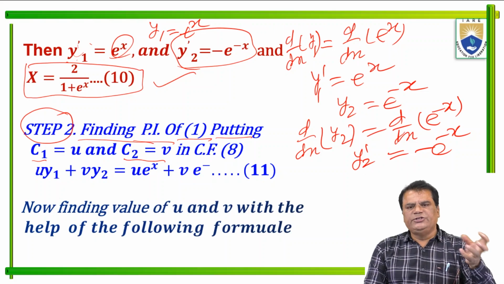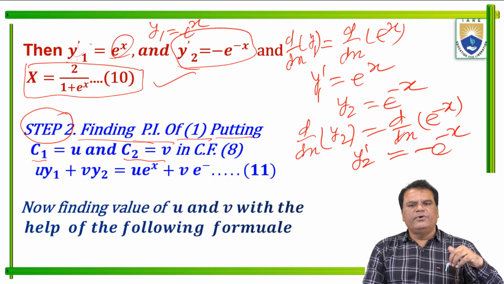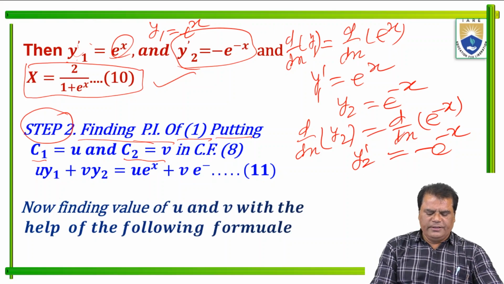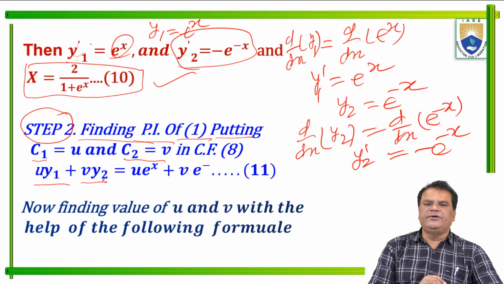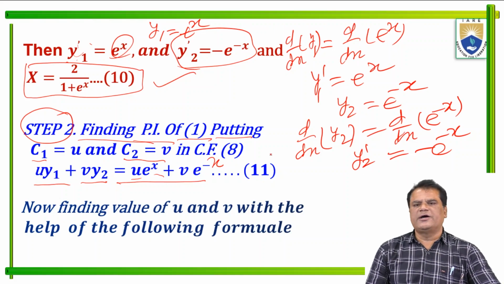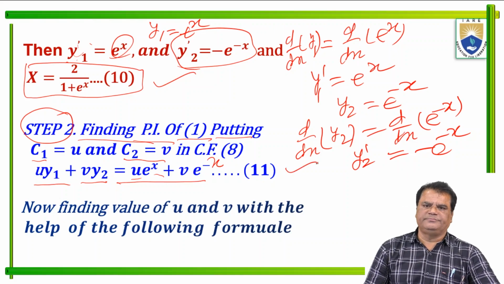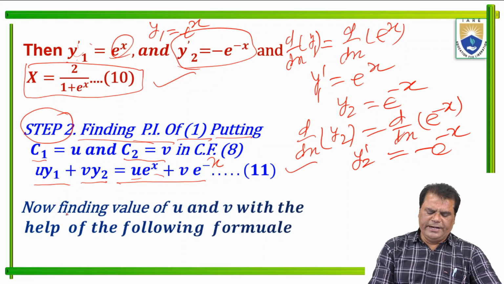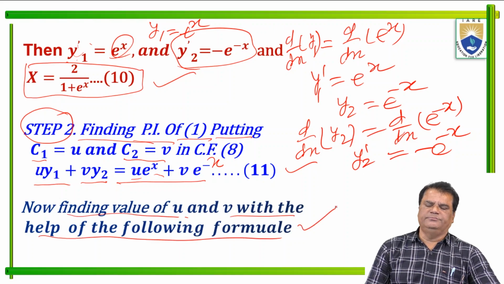C1 y1 plus C2 y2 is the complementary function. Then C1 converts to U and C2 converts to V. Then U y1 plus V y2. This is the complementary function, and this is the particular integral. y1 is e to the power x and y2 is e to the power minus x. So this is U e to the power x plus V e to the power minus x. This is equation 11. Now we find the values of U and V with the help of the following formulae.